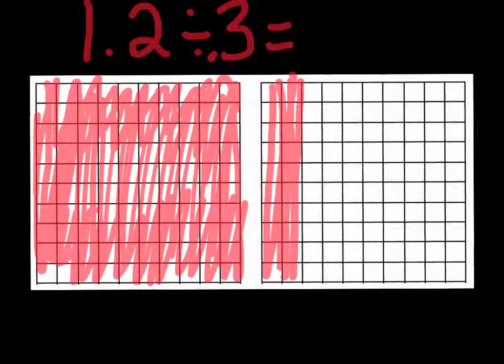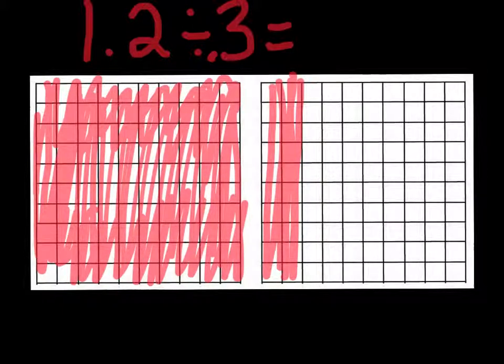Now, the way I like to think of these is as stories. So let's say I have 1 2/10 bags of sugar, and I want to make a couple cookie recipes, and each batch of cookies requires 3/10 of a bag of sugar. So the question you're trying to figure out is, how many batches of cookies can I make? How many times can I get 3/10 out of 1 2/10?